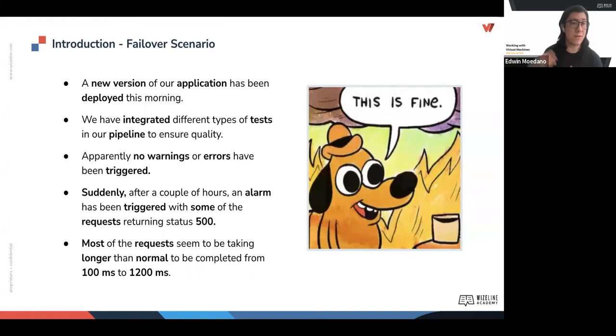We're packing our stuff. And then suddenly, after a couple of hours, an alarm is triggered with some requests returning status 500. Most of these requests seem to be taking longer than normal. We start seeing a degradation of the system because the RESTful API was responding in the order of 100 milliseconds, and now it's 1,200 milliseconds. So it's more than a second, and we start not feeling really confident about this release. But this is fine. Maybe we can find solutions.